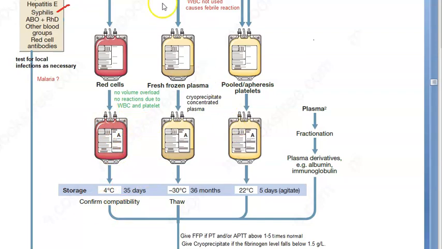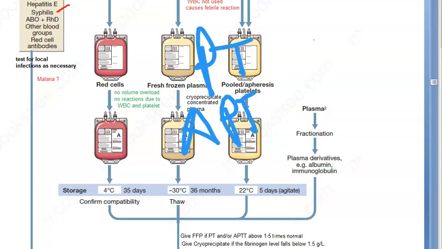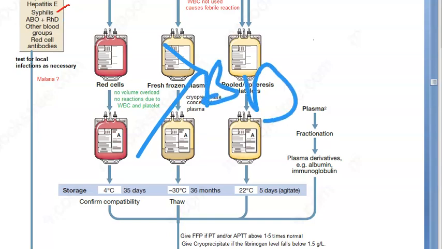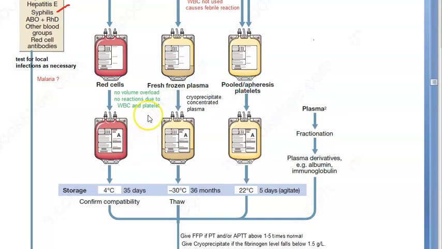Now coming to fresh frozen plasma. When will you use fresh frozen plasma? If the prothrombin time or APTT, that is activated partial thromboplastin time, is more, that is the person is taking more time for blood to clot, right? That's what it means. So coagulation is taking time. This person has a bleeding disorder. When the person has a bleeding disorder, you will give fresh frozen plasma.